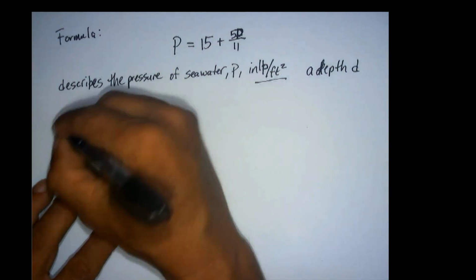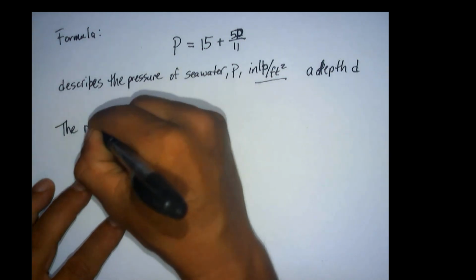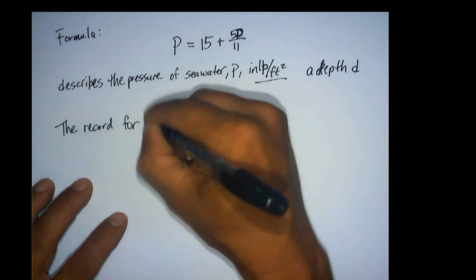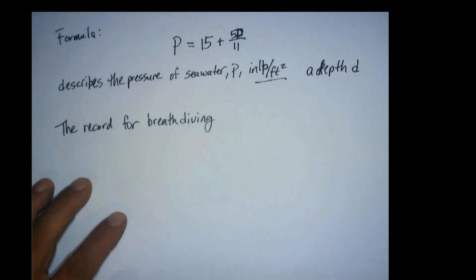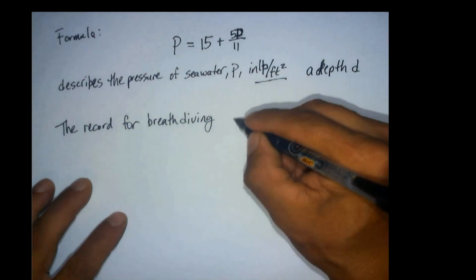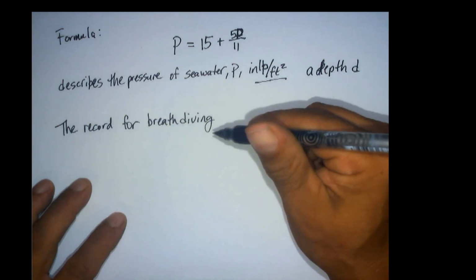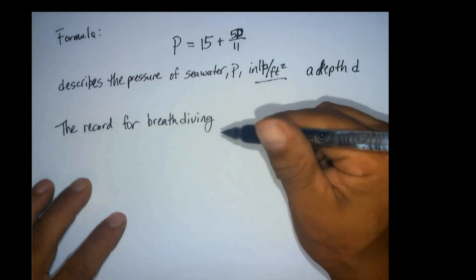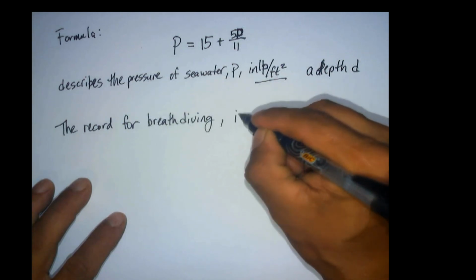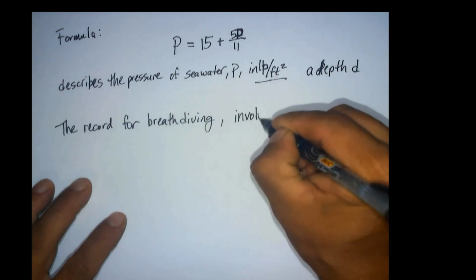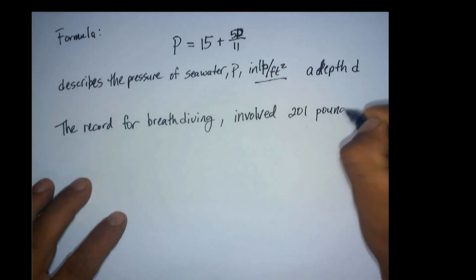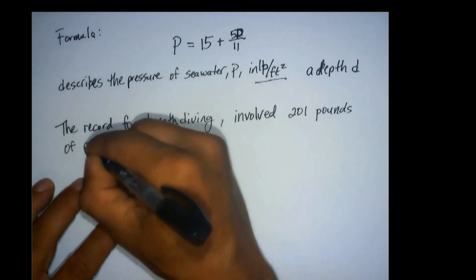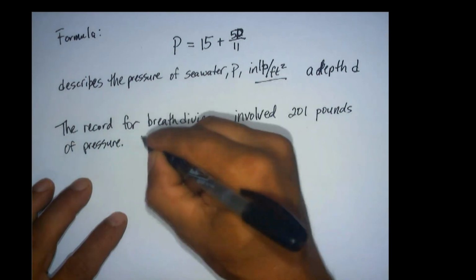The record for breath diving, so that means going down and holding your breath and diving, was off the coast of Cuba on November 14th, 1993, and it involved, I'm not going to write all that stuff down because we don't care about when it is, 201 pounds of pressure. How deep was the guy?